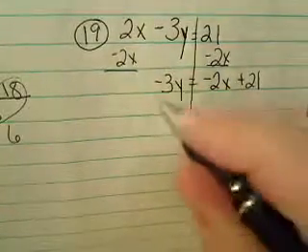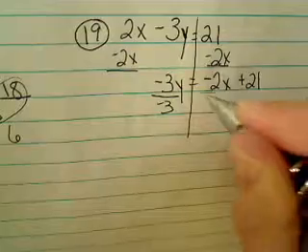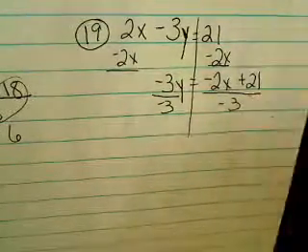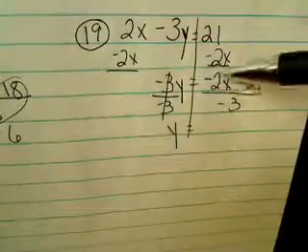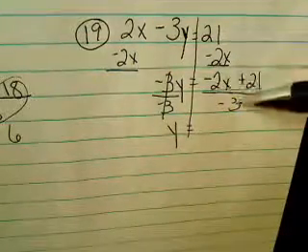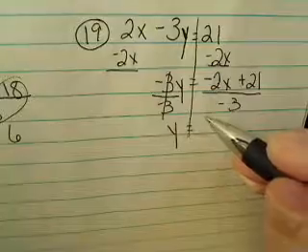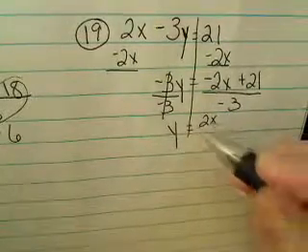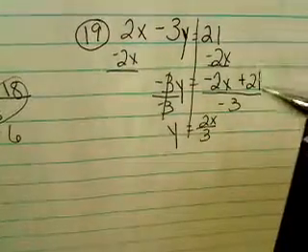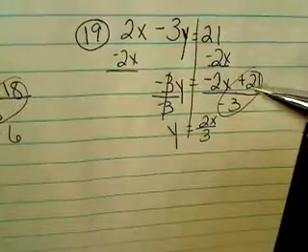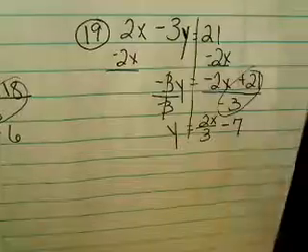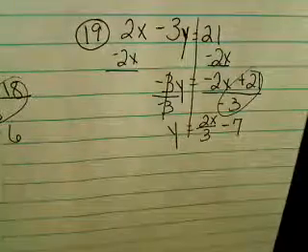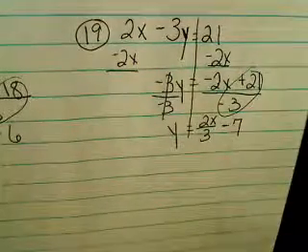This is multiplication, so instead I'm going to divide everything by a negative 3. So I get y equals, here a negative over a negative gives me this, but then over here 21 divided by a negative 3 gives me a negative 7. So that is my final answer there.